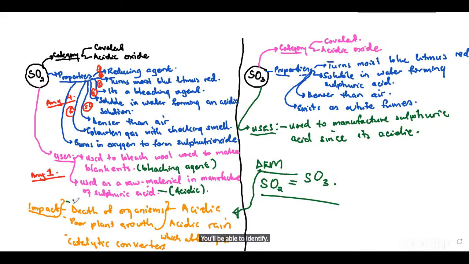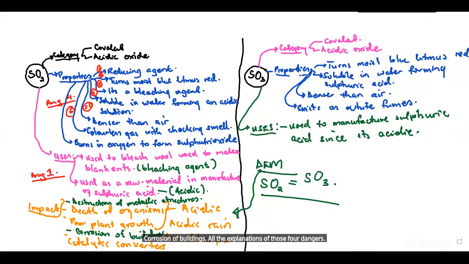The other danger would be destruction of metallic structures. Then lastly, corrosion of buildings. Corrosion of buildings. All the explanations of those four dangers is acidic rain. There is no alternative. You will bring them to acidic rain and be able to explain them.